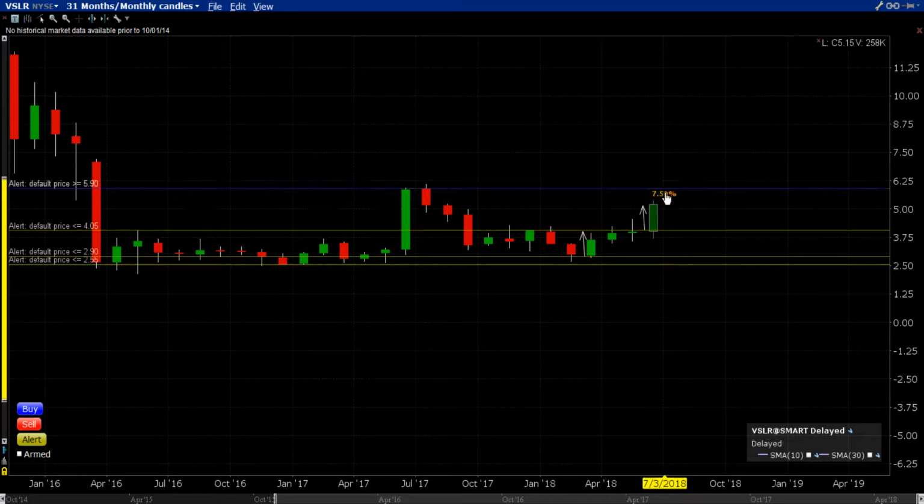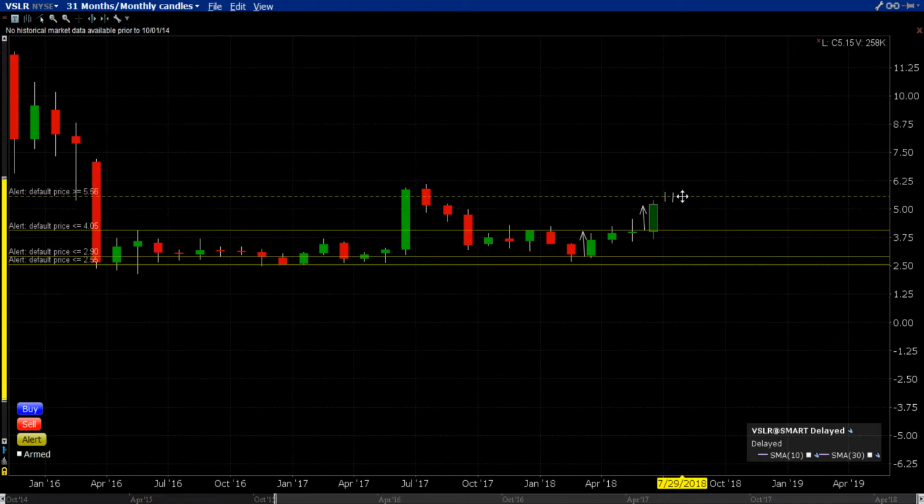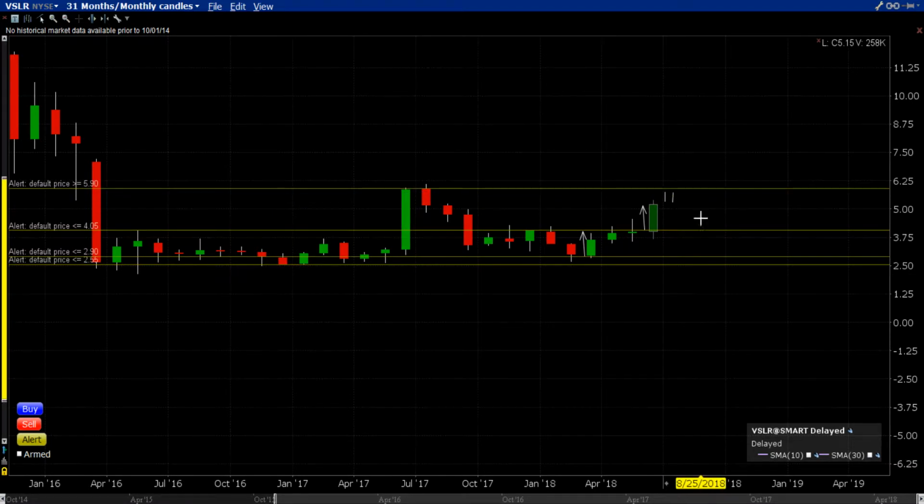And right now it might be going here, hitting some resistance around the 590. And maybe a pullback down here that we might see on the weekly. Remember, this is monthly defined resistance.